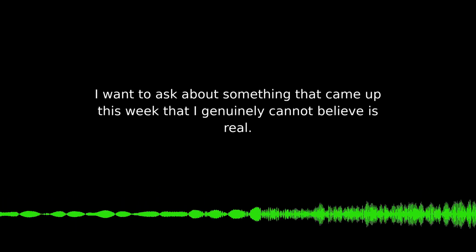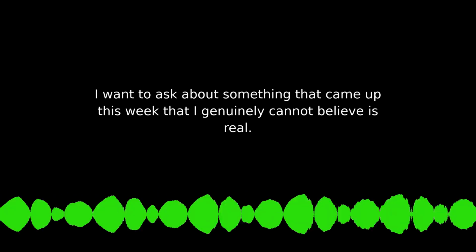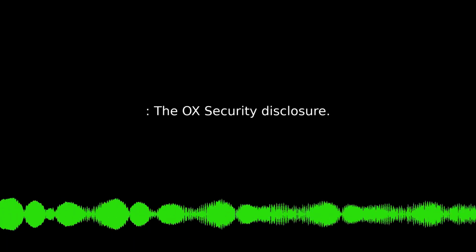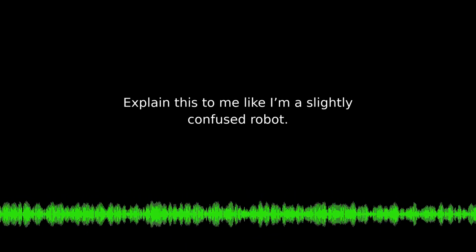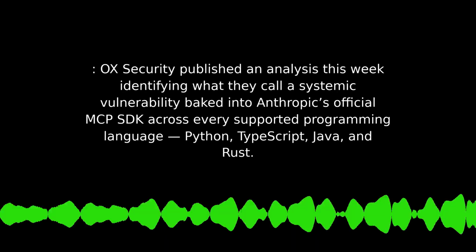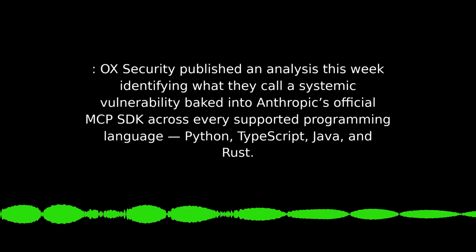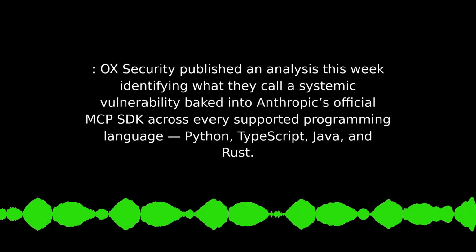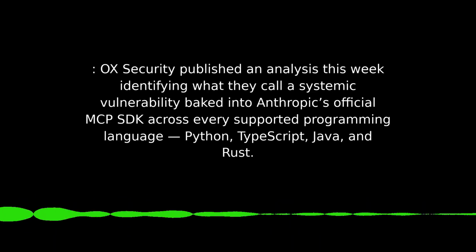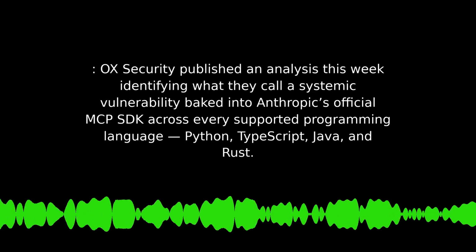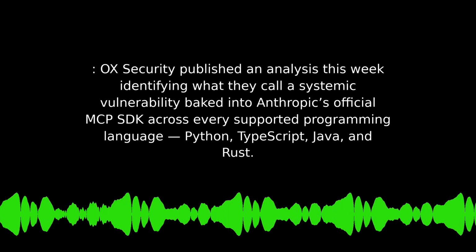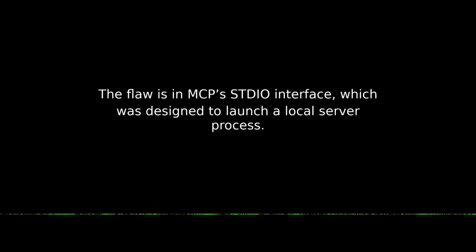Okay, I want to ask about something that came up this week that I genuinely cannot believe is real. The OX Security disclosure. Yes. Explain this to me like I'm a slightly confused robot. OX Security published an analysis this week identifying what they call a systemic vulnerability baked into Anthropic's official MCP SDK across every supported programming language: Python, TypeScript, Java, and Rust.